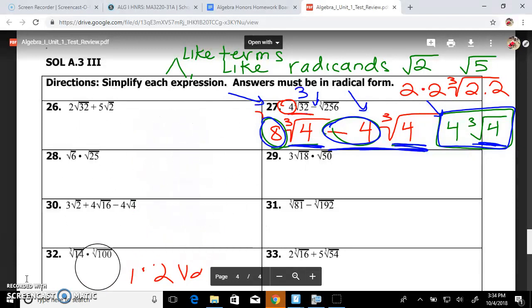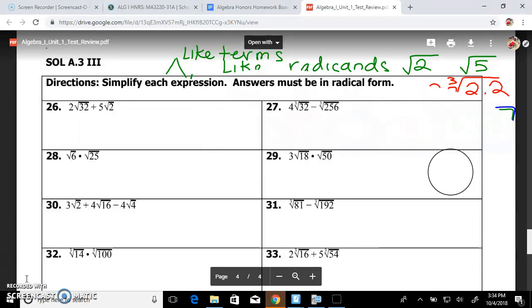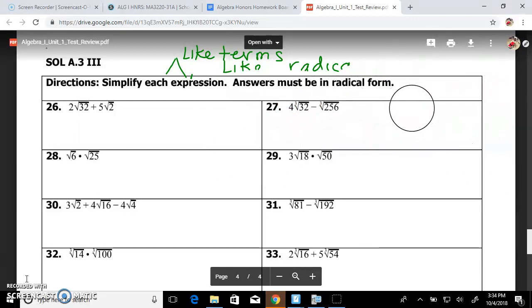Now we're on to number 28, and 28 is talking about multiplication. So multiplication, you can do a couple different things. You don't need them to have like terms. That's only for addition and subtraction. With multiplication, you can either multiply first or you can simplify first.